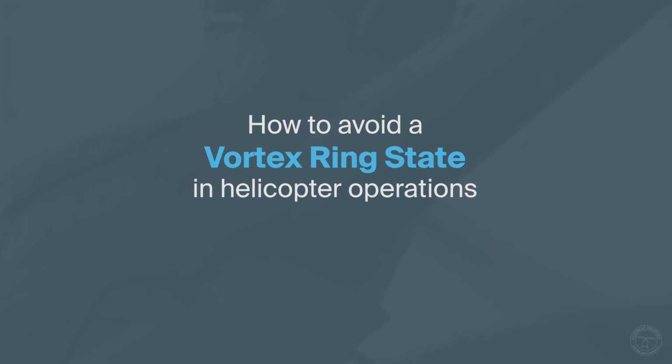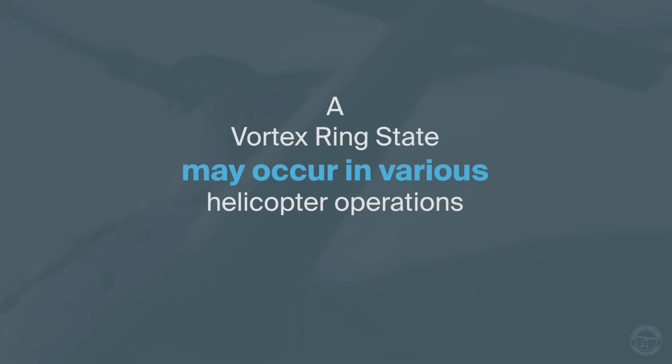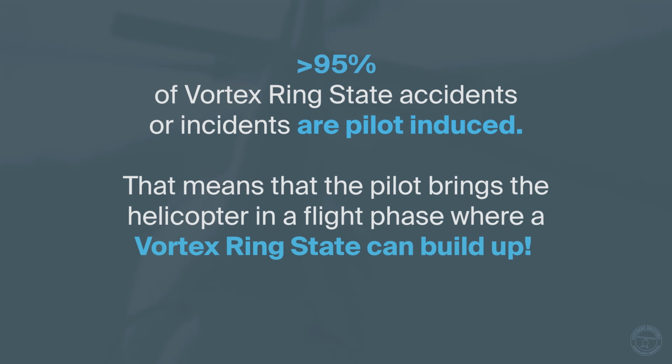How to avoid a vortex ring state in helicopter operations. A vortex ring state may occur in various helicopter operations. More than 95% of vortex ring state accidents or incidents are pilot-induced. That means that the pilot brings the helicopter in a flight phase where a vortex ring state can build up.